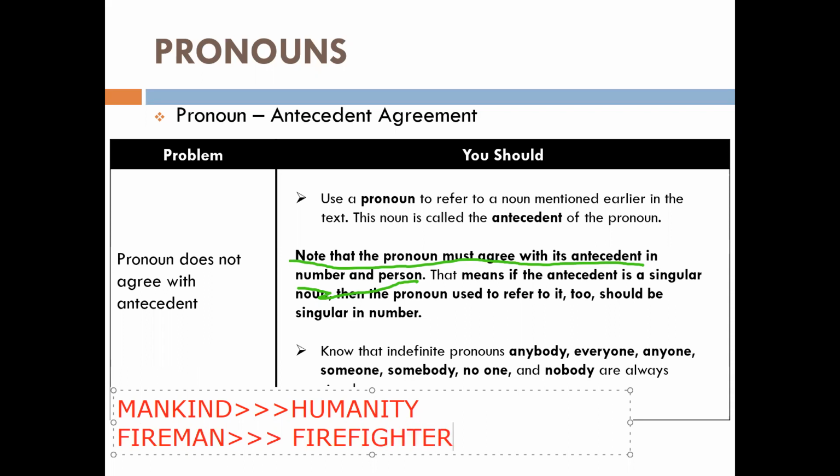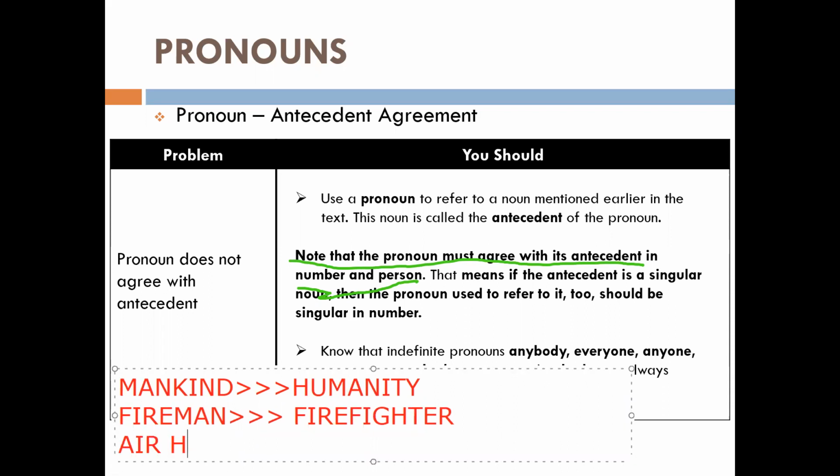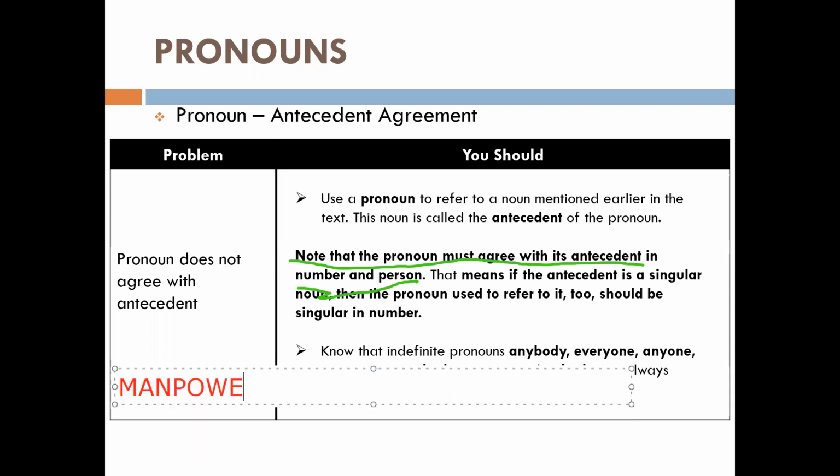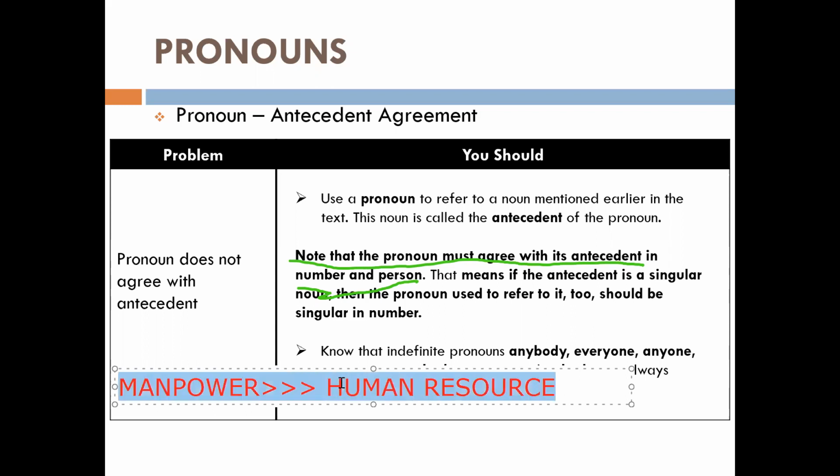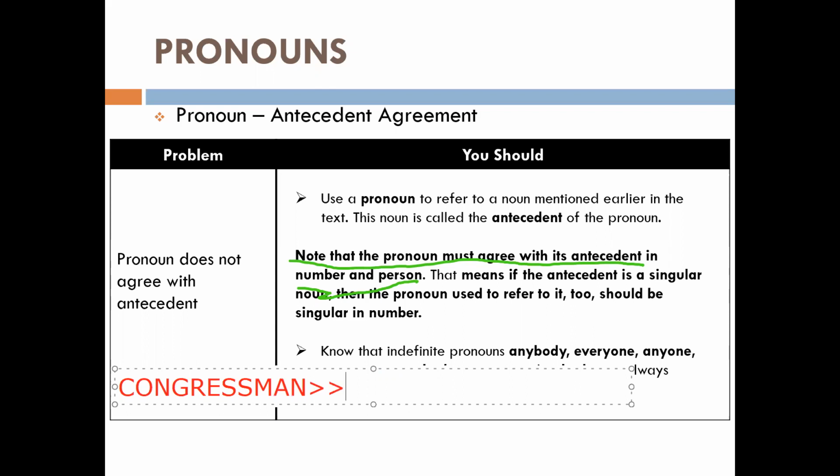Okay. Oh. Ano pa? Air hostess. Di ba? Dito sa Philippines, so, hostess. Ano ba yun? Di ba? So, air hostess, cabin crew. Ano pa? Manpower. Di ba? Human resource. To use a gender neutral. So, hindi siya pang lalaki lang. Congressman. Representative. Use the gender neutral subjects.